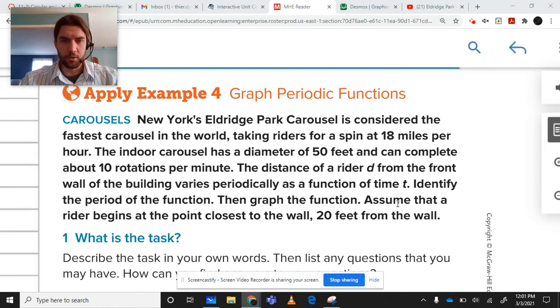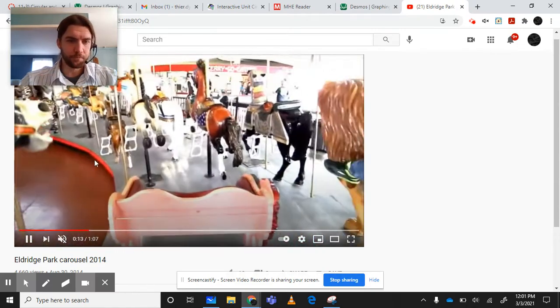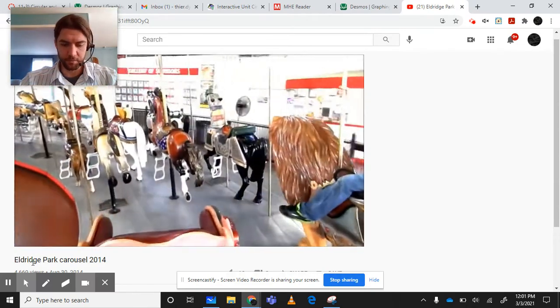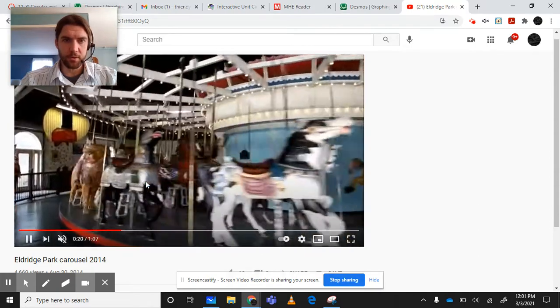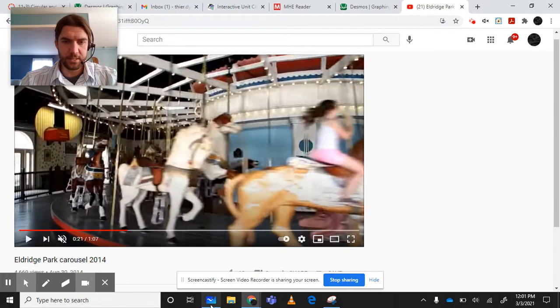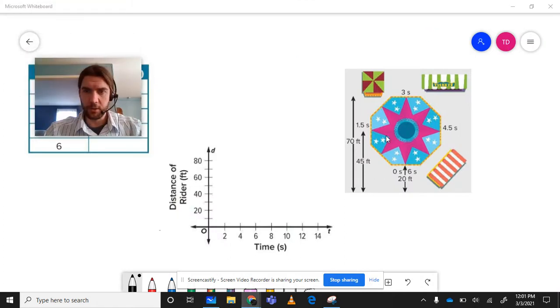Then graph the function. Assume that a rider begins at the point closest to the wall, 20 feet from the wall. Okay, so this is what we're talking about. We're on a carousel. This is the Eldridge Park Carousel specifically. And we want to make a kind of general sketch of a graph of what we'd expect for the distance from the wall. Okay, so here we have that picture kind of laid out.